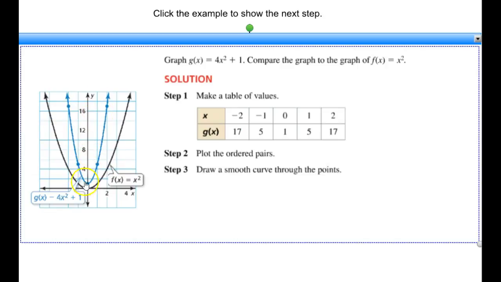And then I draw my smooth-ish curve. I know it's hard to draw a smooth curve when you're actually graphing on paper. And now I'm going to compare my two graphs. So the first thing I notice is they both open up. I know that they're both going to have the same axis of symmetry.